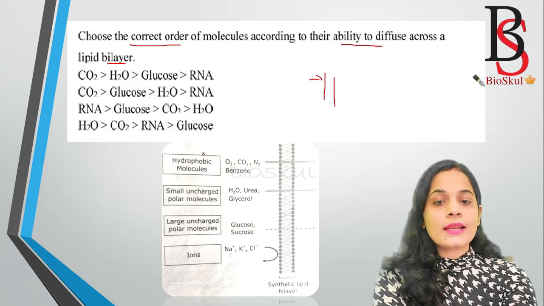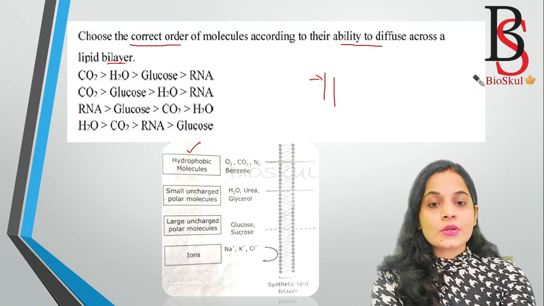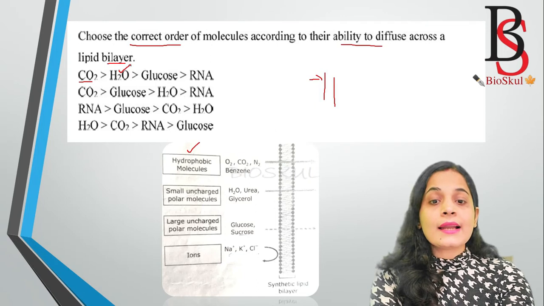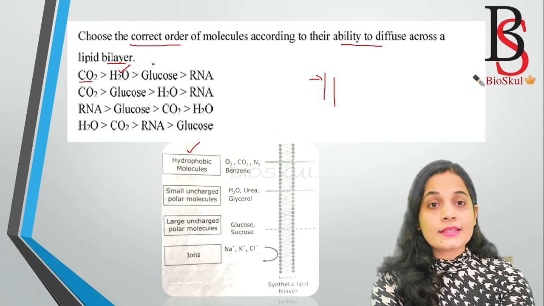then the large uncharged polar molecules, then ions. So first it will be the hydrophobic molecules or the gases, so it will be carbon dioxide. Then the second one will be small uncharged polar molecules. Small uncharged polar molecules are water and urea, so next will be water. Then next is the large uncharged polar molecules. Large uncharged polar molecules are glucose, then ions.